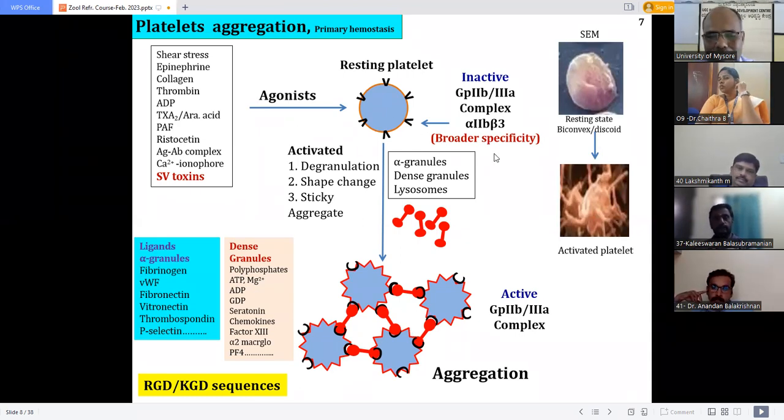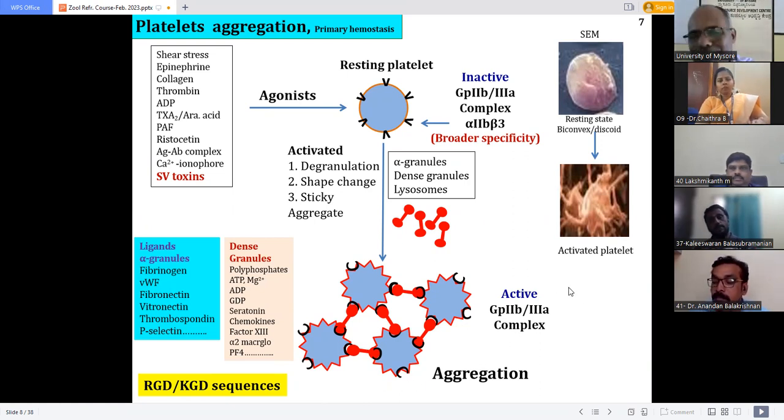Now, this aggregation binding is facilitated through RGD or KGD sequences. Fibrinogen has the RGD sequence. The RGD sequence is essential to bind to the fibrinogen receptor. This is most important because RGD or KGD sequences have been explored in designing antiplatelet drugs. That's what I'm trying to mention here. So this is the gist of platelets.